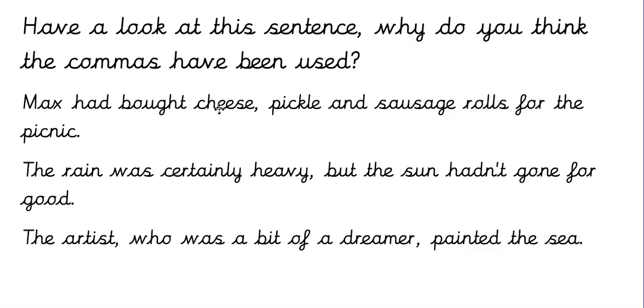Okay, so the first sentence, Max had bought cheese, pickle and sausage rolls for the picnic. This comma has been used to separate a list. Okay, because we've got cheese, pickle, sausage rolls. That is a list. The second sentence, this is the trickier one. The rain was certainly heavy, but the sun hadn't gone for good. So this comma here is used to separate your two clauses. So you've got your main clause, the rain was certainly heavy, and your subordinate clause, but the sun hadn't gone for good. And your last one, the artist, who was a bit of a dreamer, painted the sea. The commas are used to separate your relative clause, which is who was a bit of a dreamer. Well done if you located those correctly.